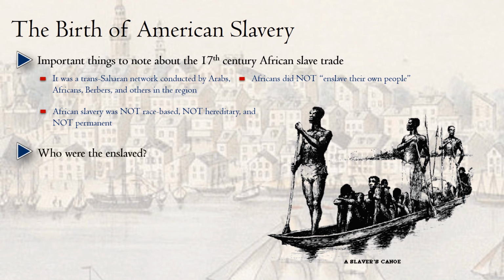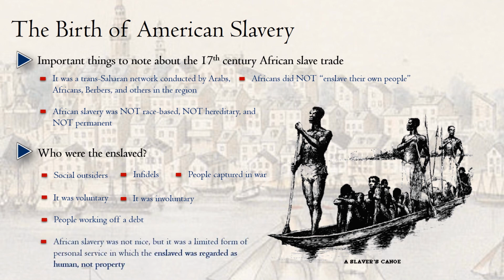Who were the enslaved in Africa? Well, it could be just about anybody: social outsiders, or infidels, people who don't share your religious beliefs, or people captured in war. Sometimes slavery was voluntary, sometimes it was involuntary. People would often sell themselves into slavery in order to work off a debt. There are instances of people selling their children into slavery in order to work off a debt. But once again, not race based, not hereditary, and never considered to be permanent.